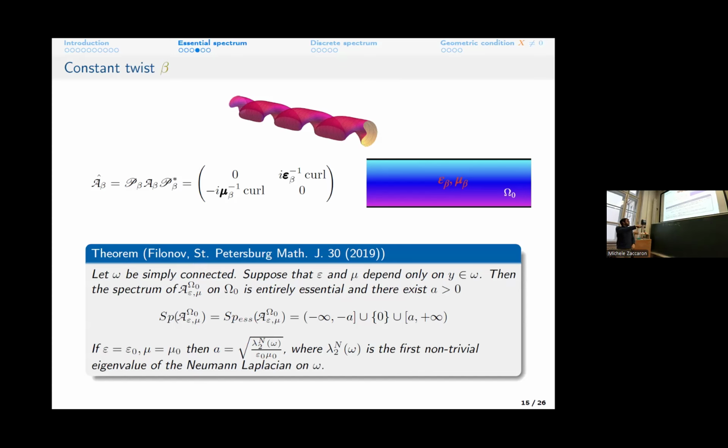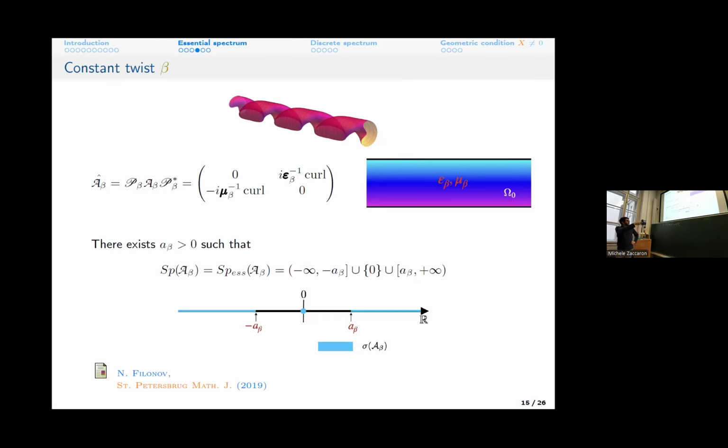This is done by separation of variables, and some of you have heard of the terms transverse electric modes and transverse magnetic modes. Okay, and so we can apply this theorem directly. This theorem tells us that the Maxwell operator in this geometry is purely essential, and its spectrum has this form, forming a symmetric gap around 0.